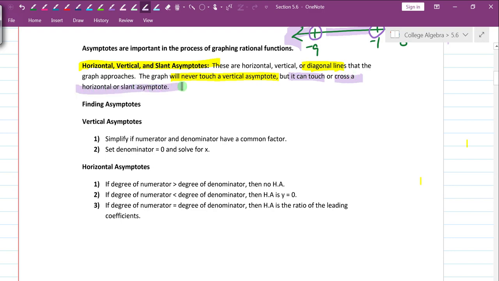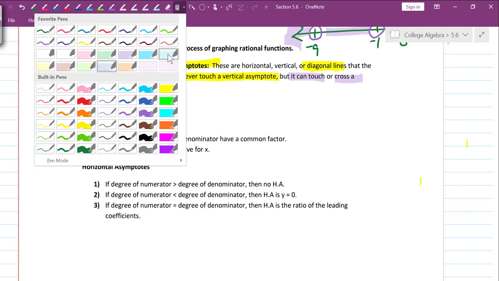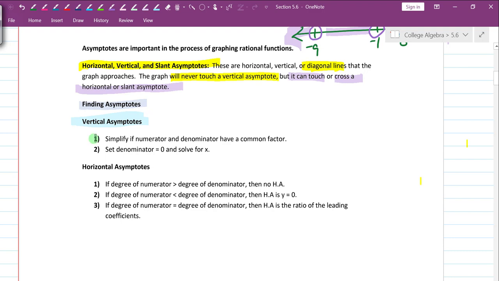It's very important that you realize that a vertical asymptote cannot be crossed or touched, but if it is a horizontal or an oblique asymptote, your rational function can cross and it can touch those asymptotes. So we have some rules here on how we find our asymptotes. Our rules for finding a vertical asymptote are this. Step 1, simplify if the numerator and denominator have a common factor, so remove any common factors. Step 2, set the denominator equal to 0 and then solve for x.